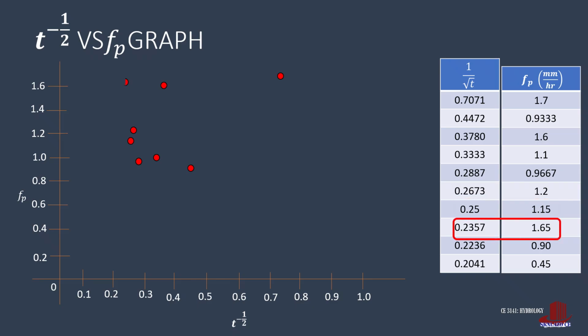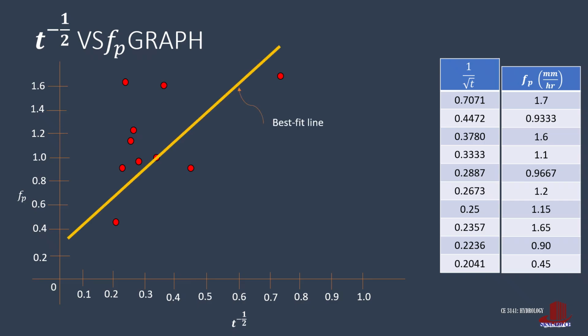Followed by 0.2357 and 1.65. Then 0.2236 with 0.9. The last point is located at 0.2041 and 0.45. With points scattered all over, we take the function by creating the best fit line to simplify the model into y equal to mx plus b.